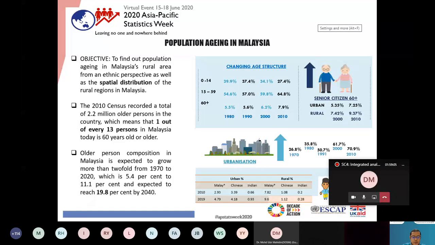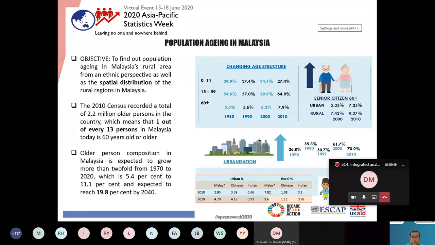As we know, the Malaysian population is unique, comprising multiple ethnicities. This paper focuses on the three major ethnic groups, Malay, Chinese, and Indian. The percentage of the current population projection 2019 in rural areas is Malay 9.6%, Chinese 1.12%, and Indian 0.28%. And also, the urbanization in Malaysia changed from 26.8% in 1970 to 70.9% in 2010. The figure in the top right shows the distribution of older persons by stratum in the years 2000 and 2010.